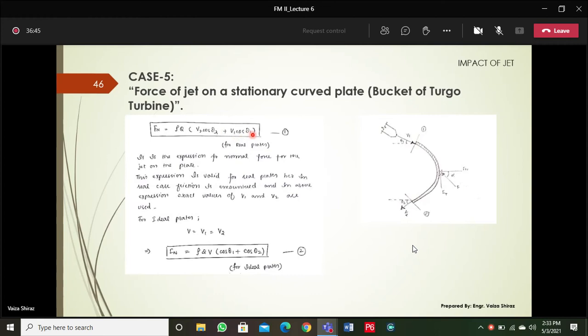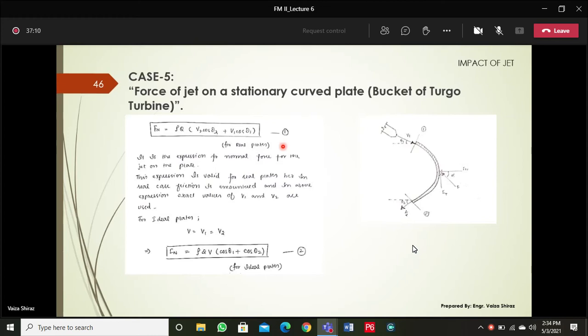So if you simplify the equation, finally it will be Fn is rho q v2 cos of theta 2 plus v1 cos of theta 1. आप इसको rearrange कर सकते हैं as v1 cos of theta 1 plus v2 cos of theta 2. Now this is for the real plates. Why is it for the real plates? Because you are considering different values for v1 and v2. You are counting the fact that v2 will be less than v1 because of the friction on the plates. Okay, तो ये ideal case है, sorry, ये real case है आपका.